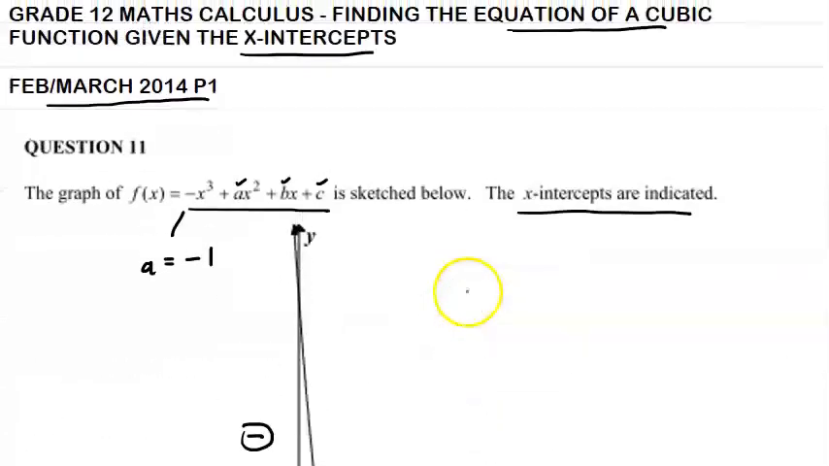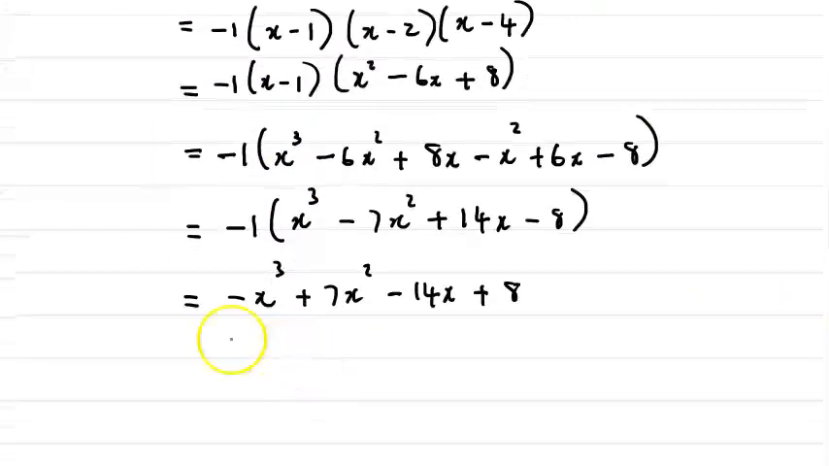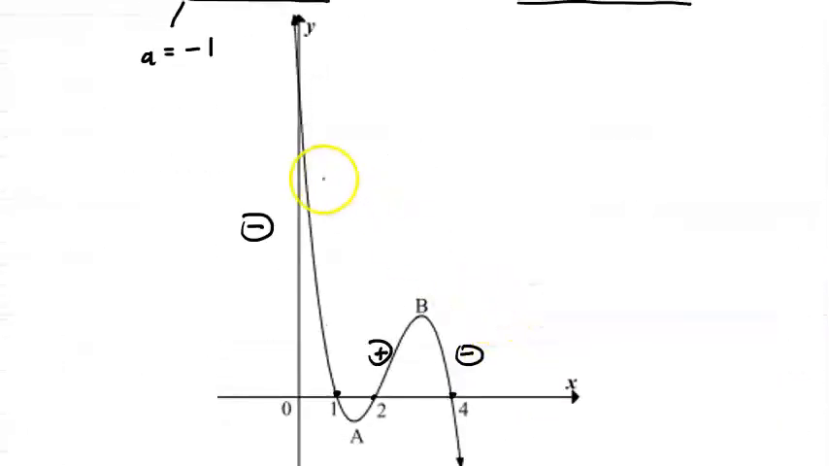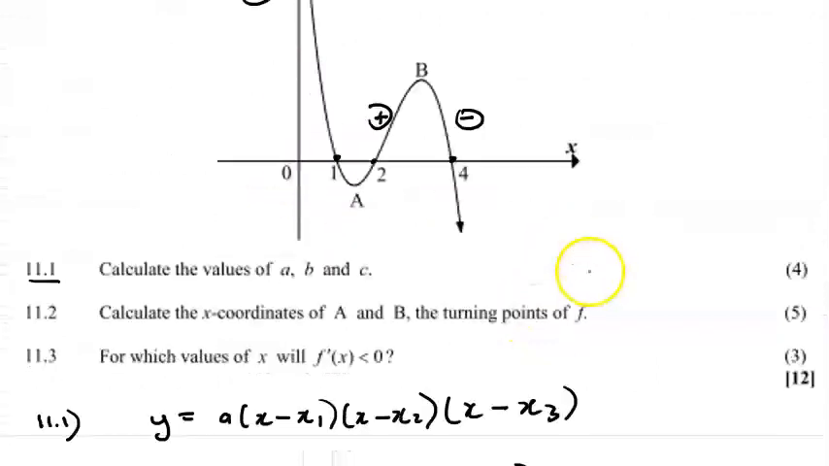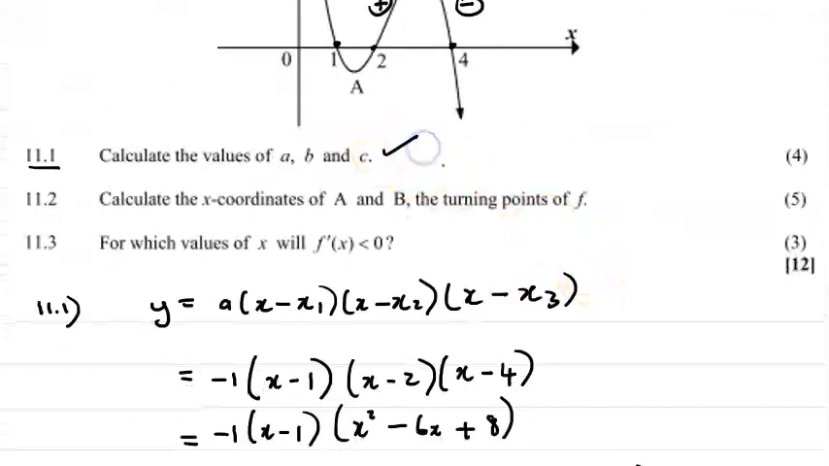We can conclude that this particular function f of x, therefore f of x is equal to minus x cubed plus 7x squared minus 14x plus 8. So you can see that the y-intercept here will be positive 8. So that's the first question done, 4 marks.